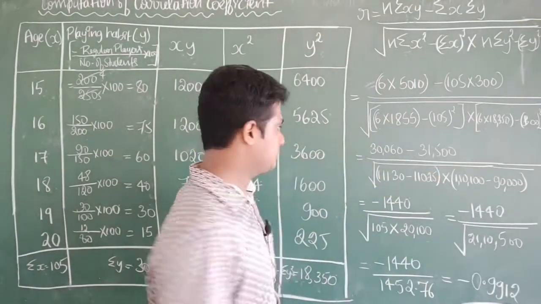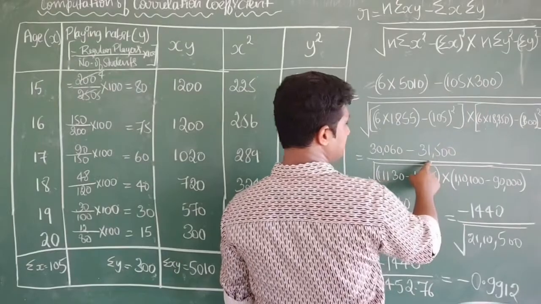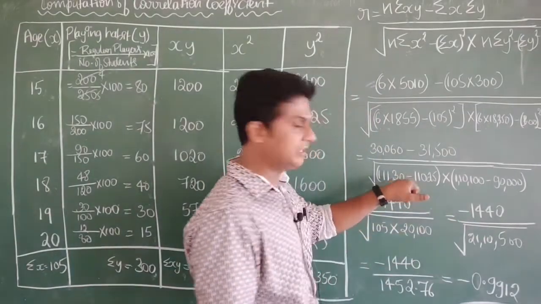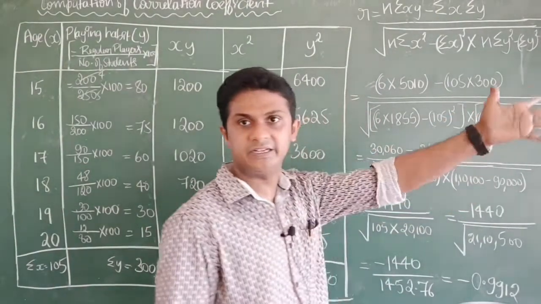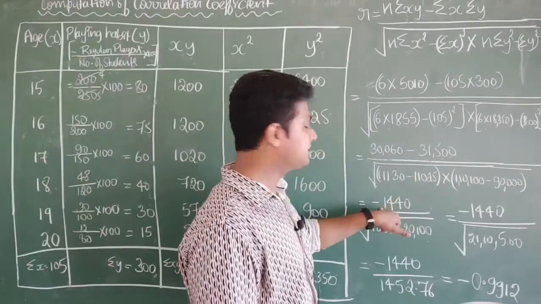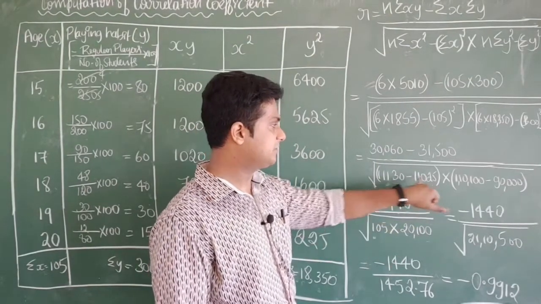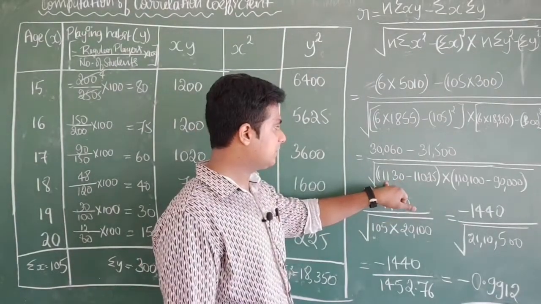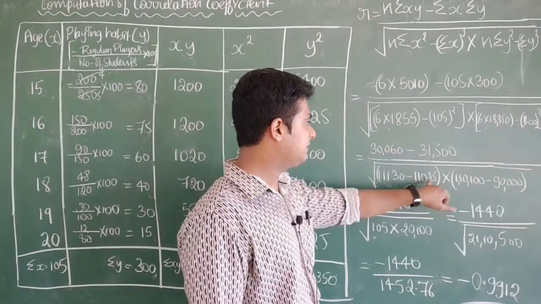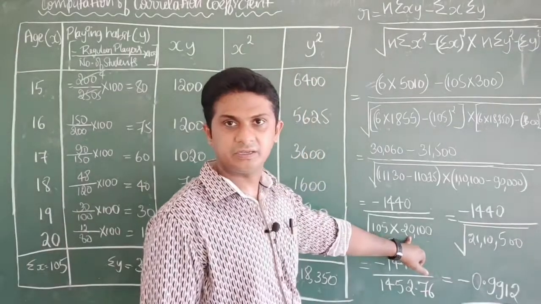Next we are finding out the values. So 6 into 5010 is equal to 30,060, 105 into 300 is equal to 31,500, divided by, similarly, these multiplication and squaring of values we are doing. So that is given here. You can calculate using your calculator. Once that is done, we are finding the difference in the numerator, which is negative, minus 1440, divided by, we are finding the difference of the first denominator, which is 11,130 minus 11,025, which is equal to 105. Similarly, here we are finding the difference, which is equal to 20,100.